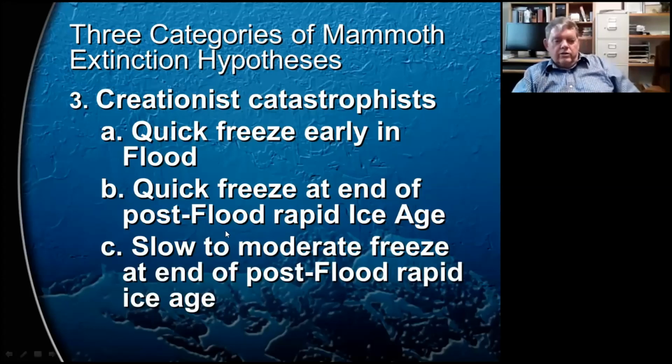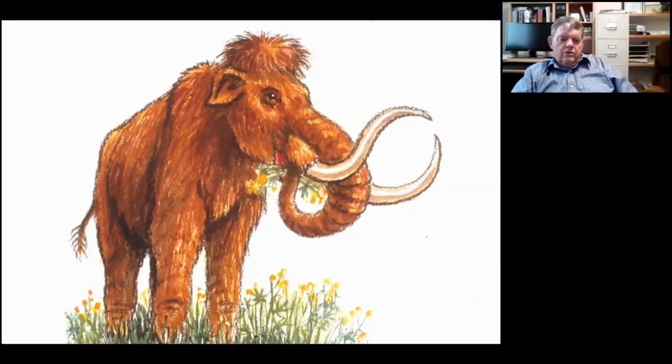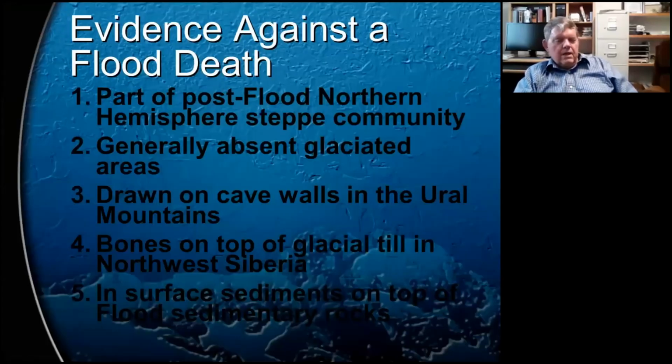Anyway, I'm going to start addressing 2 things here. Did they die early in the flood? And secondly, did they die in a quick freeze, whether it's at the end of the flood or early in the flood? Or I should say at the end of the Ice Age or early in the flood. Anyway, here's a schematic. When they think of a quick freeze or early in the flood, they have woolly mammoths peacefully eating buttercups in a temperate climate, and suddenly massive cold dumps on them.